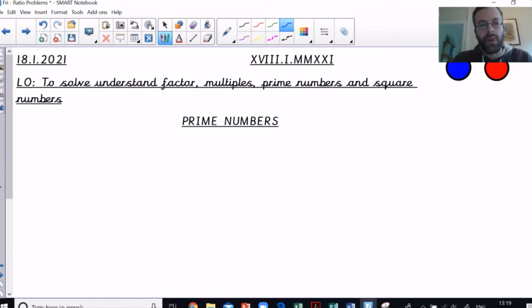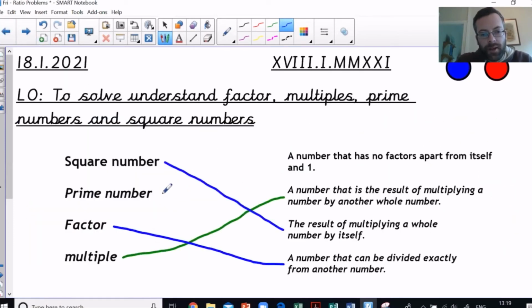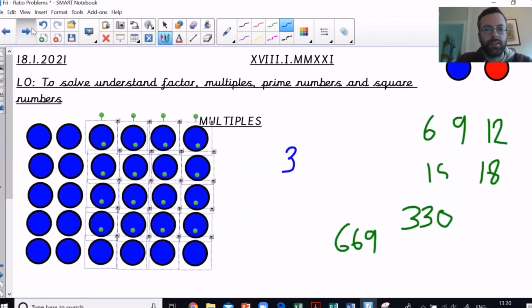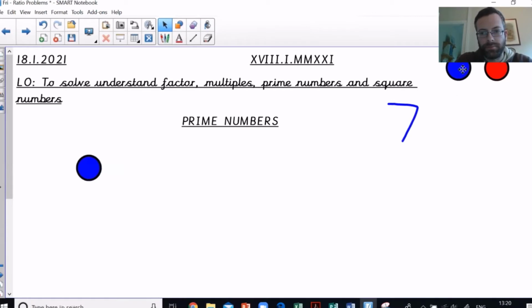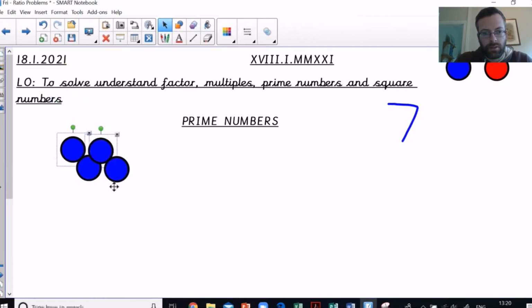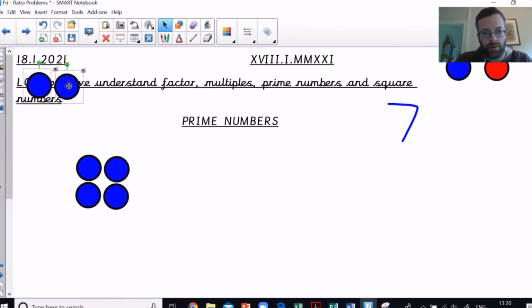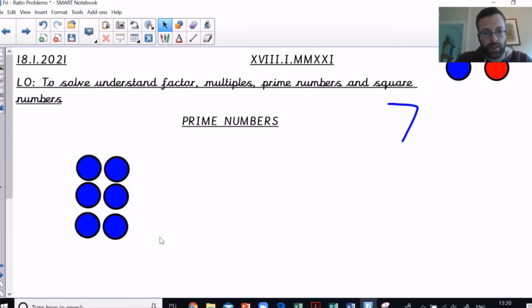So prime numbers. And based on what's left, we know that a prime number is a number that has no factors apart from itself and 1. So let's say that I took the number 7. Now if I got 7 counters, 1, 2, 3, 4, 5, 6, and 7. Now with these 7 counters, it is never ever going to make a rectangle, apart from if you had 7 in a row.